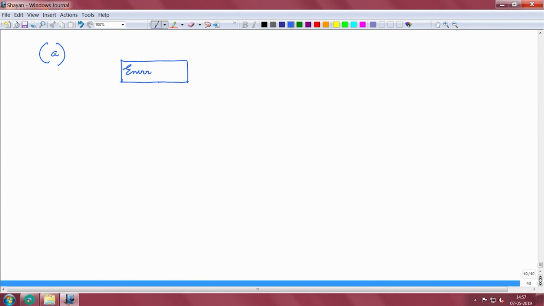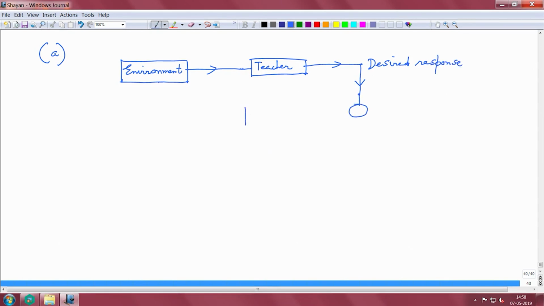We have an environment. We can think about it as a plant or whatever it is in the context of an engineering system, and this environment is giving you some output which goes to a teacher, and you can consider this to be an expert. This is giving you a desired response, and then we have a learning system that has to learn the environment through the desired response given by the teacher.